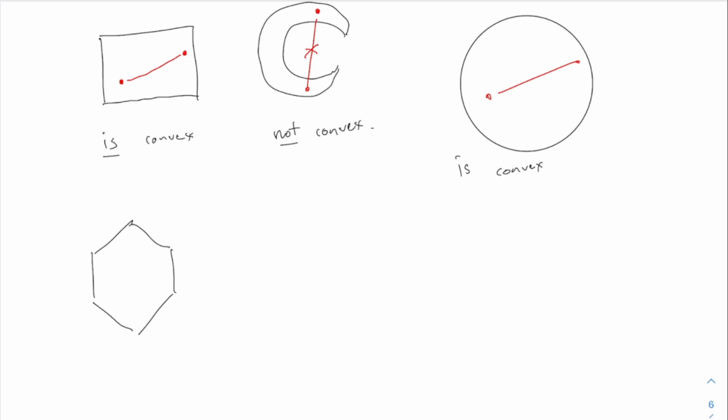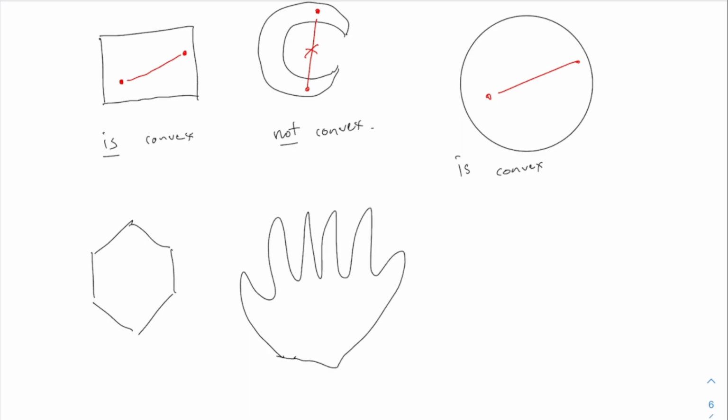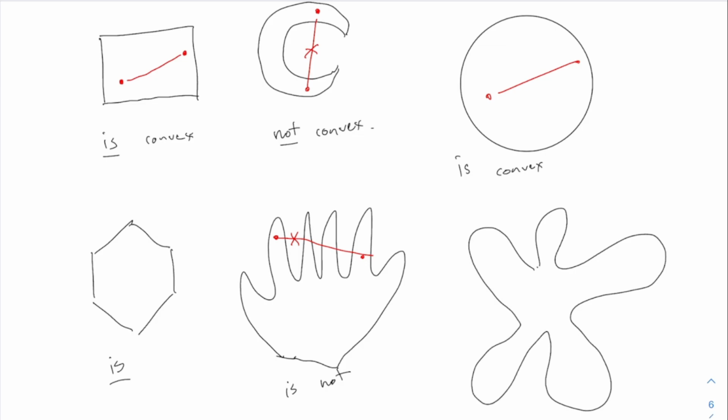How about my hand? I put an extra finger. I didn't mean to do that. Is that convex or not? This one is not, because if you take a point in one finger and a second point in a different finger, then the line connecting them leaves the set. If I take one here and one over here, it goes outside. So this one is not convex. What else? I had a cute little guy there. This one also is not convex.